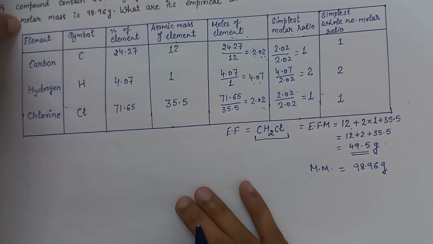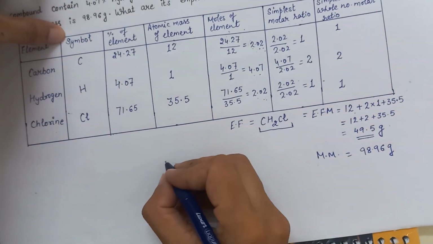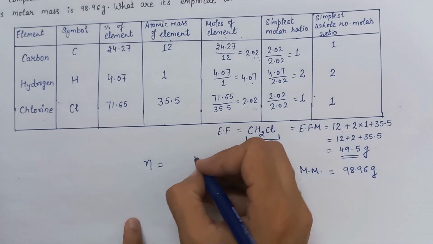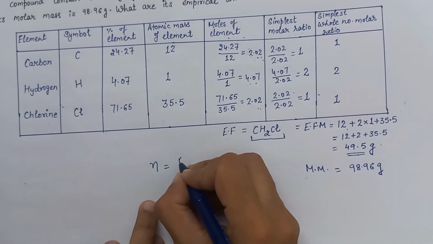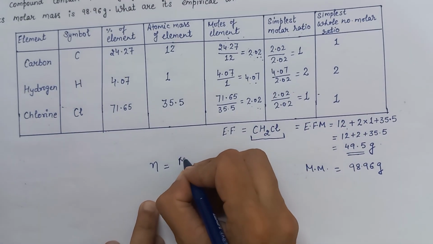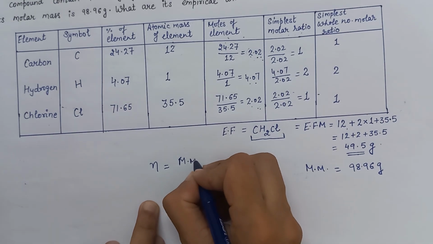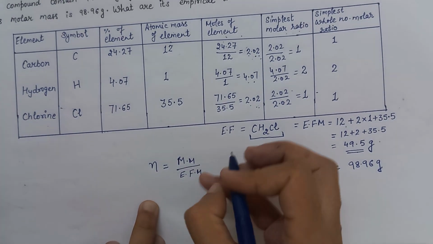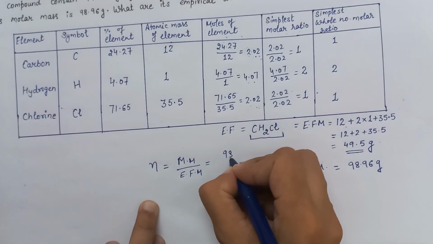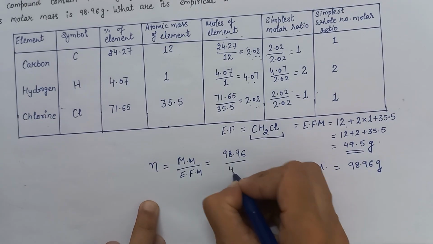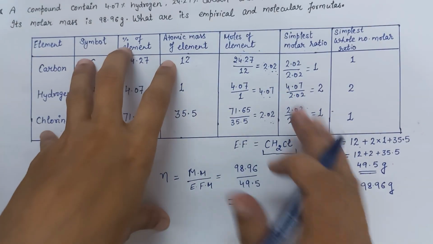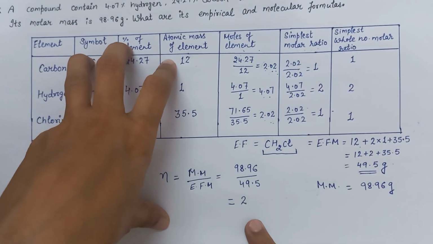98.96 gram. As we know, the value of n is calculated by the formula: n is equal to the molecular mass given, divided by the empirical formula mass of the compound. So therefore it will become 98.96 divided by 49.5, which comes out to be 2. So the value of n is equal to 2.